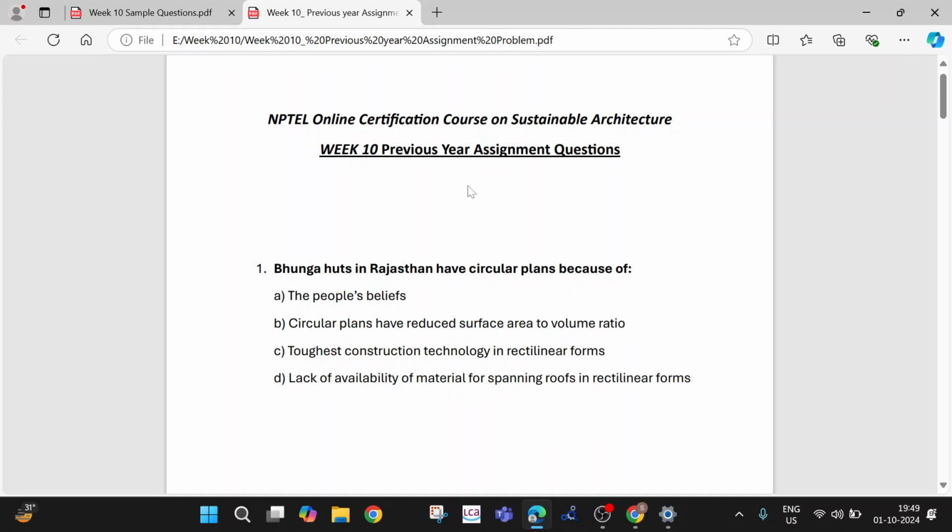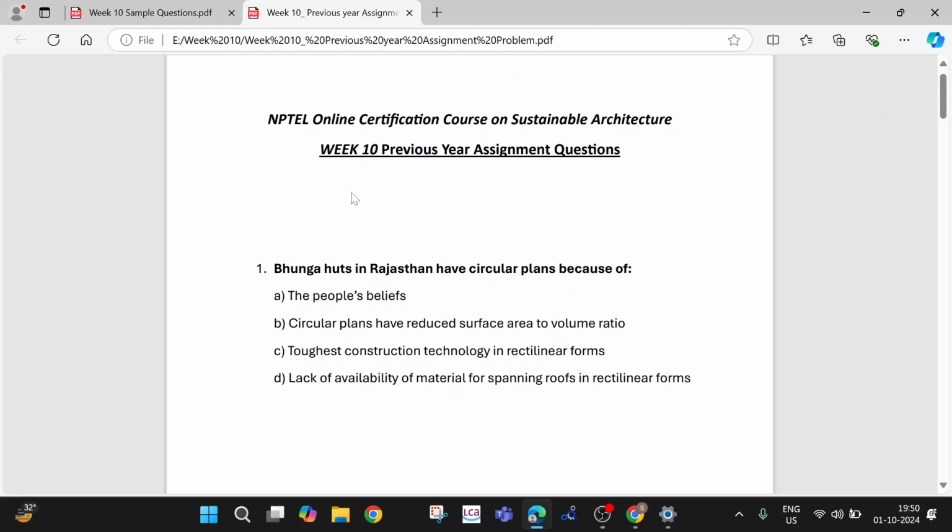These Punga huts in Rajasthan have circular plans because of... You can give your answers orally as well as in the text box, whichever you prefer. We have now come to the end, where we are just testing our knowledge, and we have rectified our concepts and revised them. So B is the right answer for this question. Everybody is fine? Yes, sir.